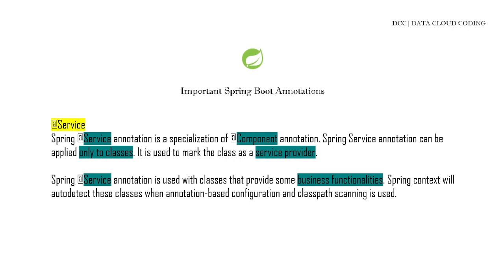Now let's talk about the @Service annotation. In a Spring Boot application, where do I write the business functionality? Where do I implement the business functionality? In Spring Boot applications, we implement our business logic inside our service layer, and our service layer makes use of the @Service annotation. This service annotation is nothing but a specialization of the @Component annotation. And it can only be applied to classes, so it is a class level annotation, and it is used to mark the class as a service provider.